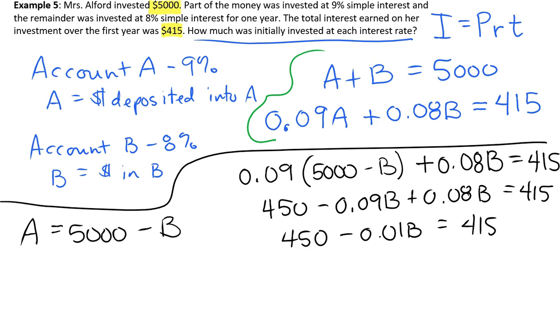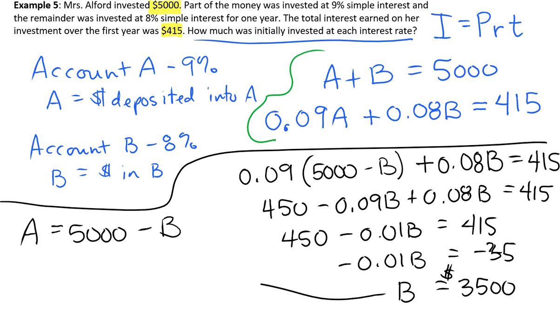If we subtract the 450, we'll end up with negative 35. So negative 0.01B equals negative 35. And so finally, if we divide, we see that B is going to equal 3,500. And this would be dollars, right? Because it's her initial investment.